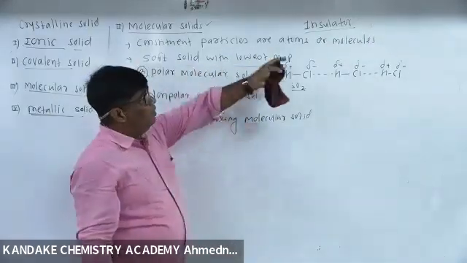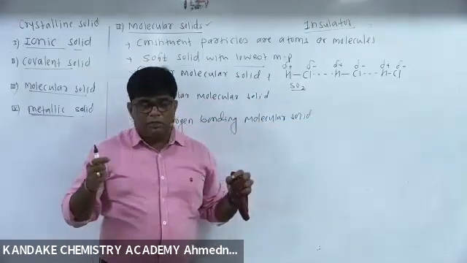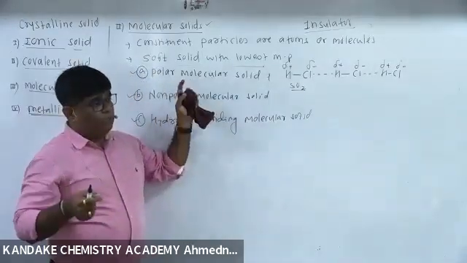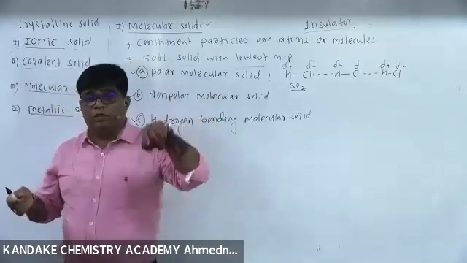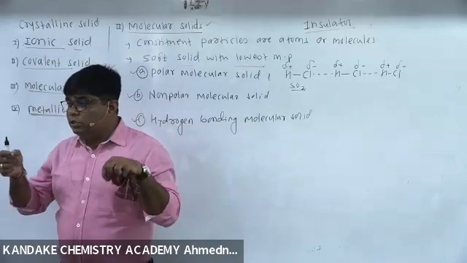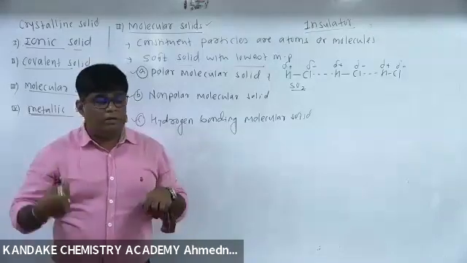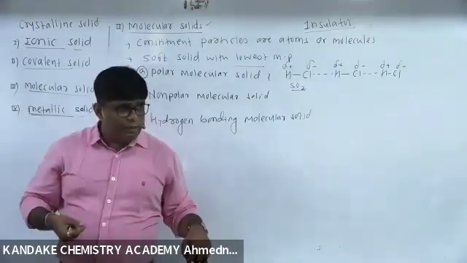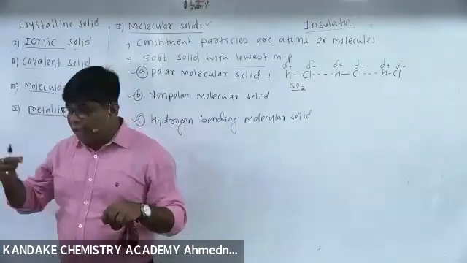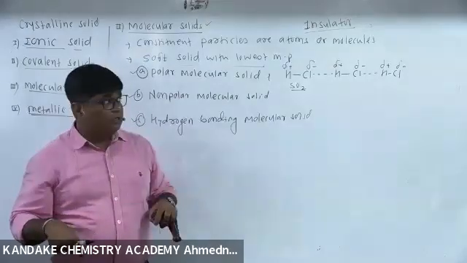That means constituent particles are atoms or molecules. Did you understand what I said here? Constituent particles are atoms or molecules. So what type is the first one? Polar molecular solid. That is, it is the solid in which constituent particles are polar molecules. Under normal temperature they exist in which state? Gaseous state. By lowering the temperature, they are converted into solid state.